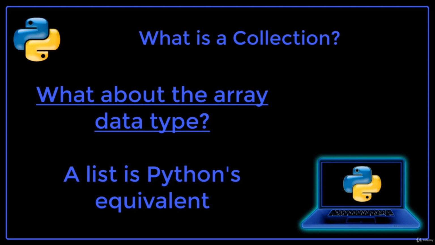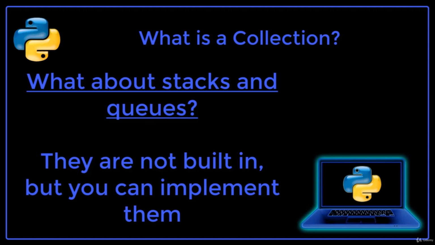If you're familiar with another programming language like Java or C#, you may be wondering, what about the array data type? A list in Python is the equivalent of an array in other programming languages. Also, what about the stack and queue collection types? While Python doesn't contain a built-in stack or queue collection type, it does give us the ability to implement our own using its built-in types.